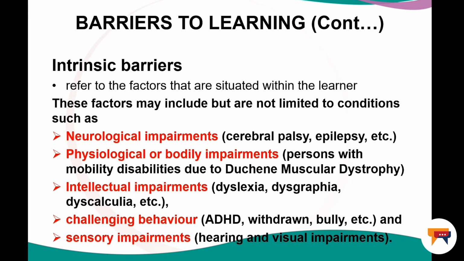We also have intrinsic barriers which are related to intellectual impairments. In the classroom situation, you will find learners that have difficulty reading, maybe reading literature books, or spelling problems. These learners are in most cases classified as living with intellectual impairments, such as dyslexia or dysgraphia. Dysgraphia is a challenge or difficulty with writing. And dyscalculia is a challenge or difficulty with mathematics or calculations.